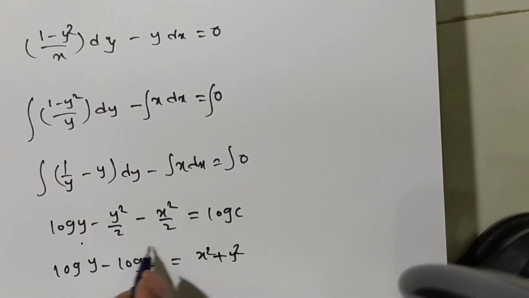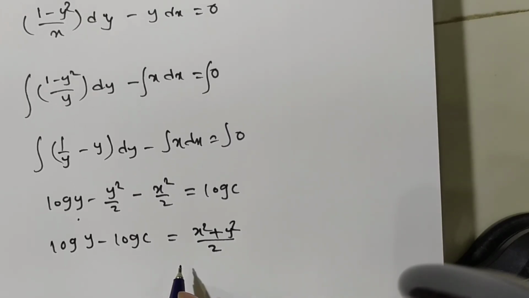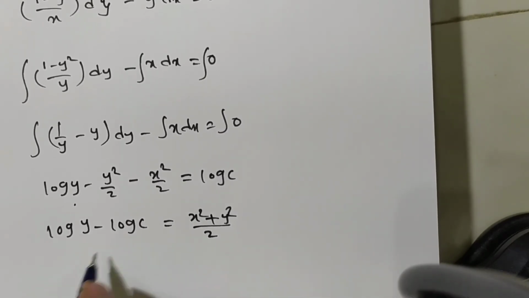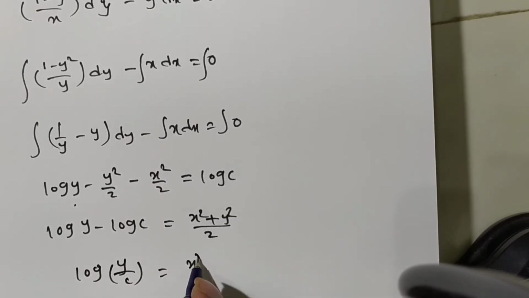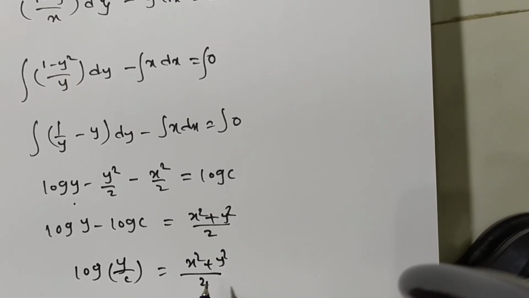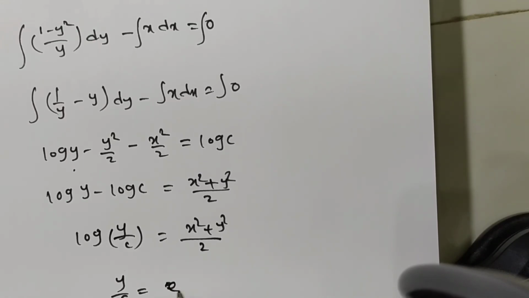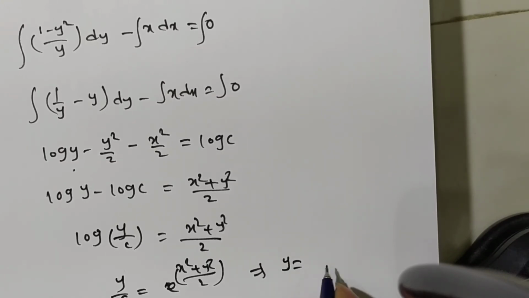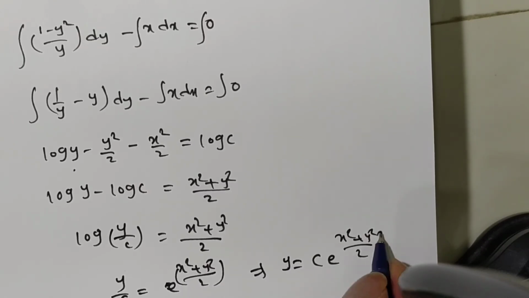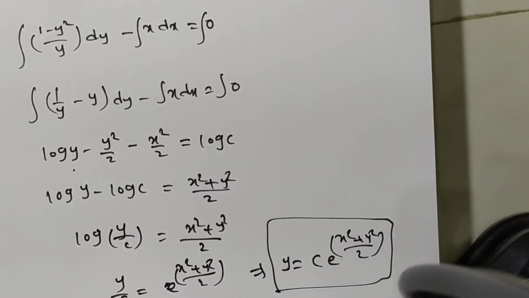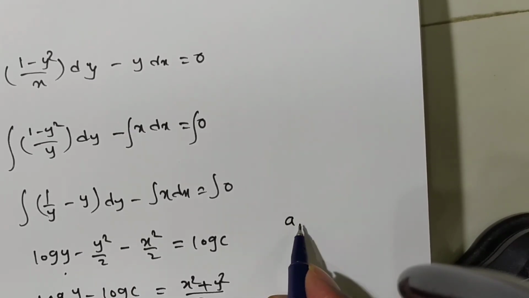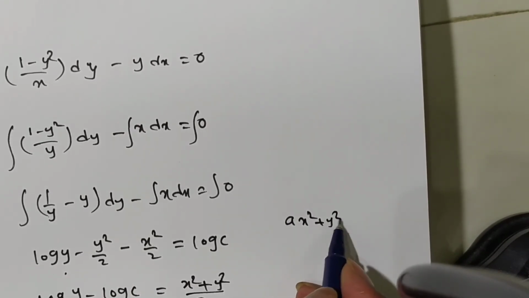So (x² + y²)/2, both having a common 2. Now log a minus log b is log of a/b, so log(y/c) = (x² + y²)/2. Applying antilog on both sides, y/c = e^((x² + y²)/2), which implies y = c e^((x² + y²)/2). So this is the orthogonal trajectory of the given family of curves ax² + y² = 1.